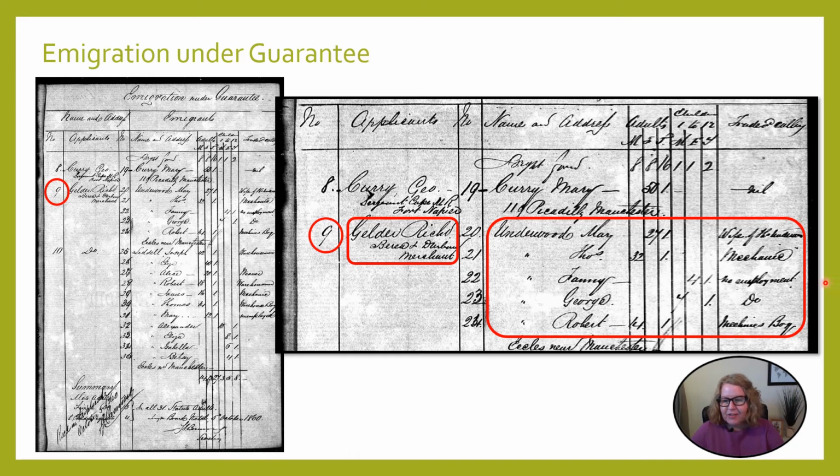Let me grab my pointer. Do you see that here? It says no employment, which I love. George and little Fanny were not holding up their part of the bargain here. But Robert, age 14, is a mechanic's boy.